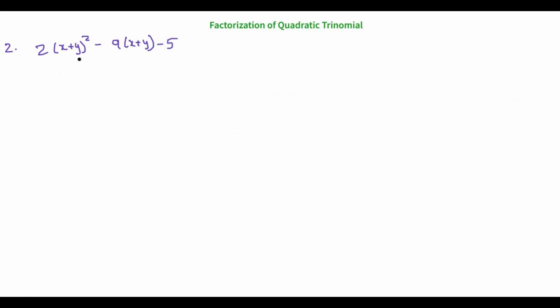So here we have x plus y. So we can say let x plus y equals, either you can put z or p or q, whichever letter you want. So I'm going to write a p here. X plus y equals p. So in place of x plus y, I'm going to substitute p. So let's write the equation. It will become 2p square minus 9p minus 5. Now, has it become easy?